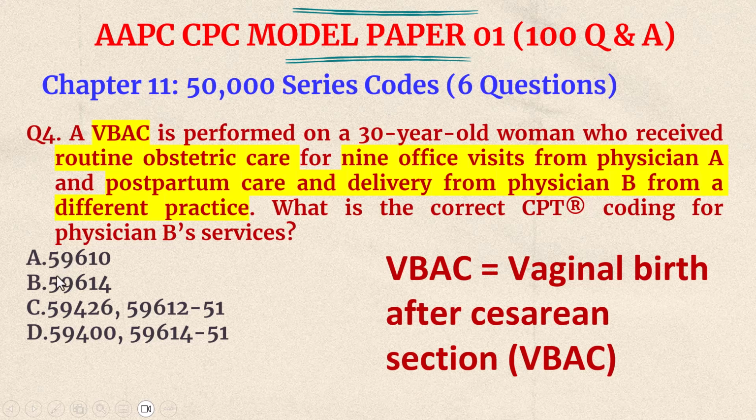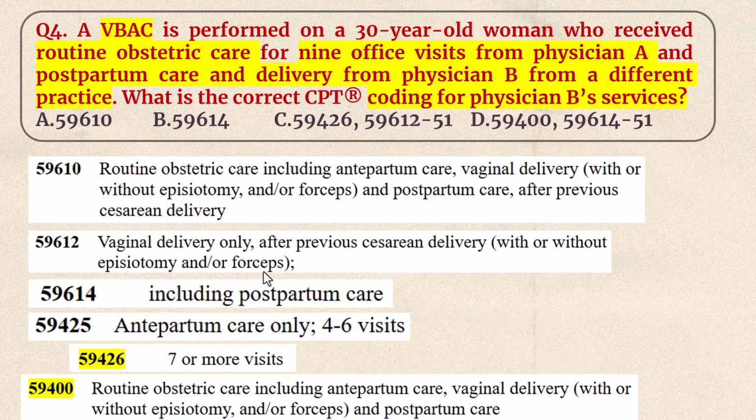Here you can see the answers are 59 series, so you can directly go for the elimination method and find the answer. Once you go to the answers, 59,610 is routine obstetric care including antepartum care, vaginal delivery with or without episiotomy, and postpartum care after previous cesarean delivery. 59,612 is vaginal delivery only after previous cesarean delivery with or without episiotomy and forceps. 59,614 is including postpartum care.